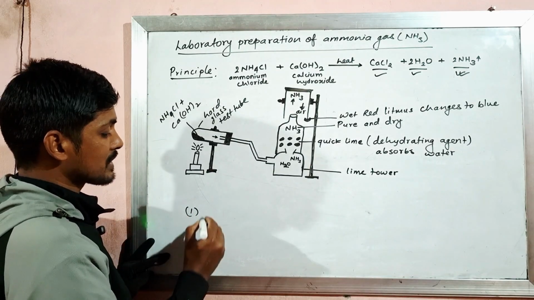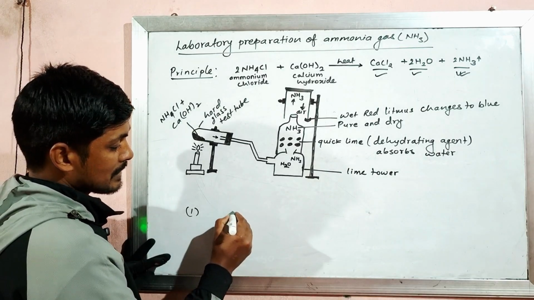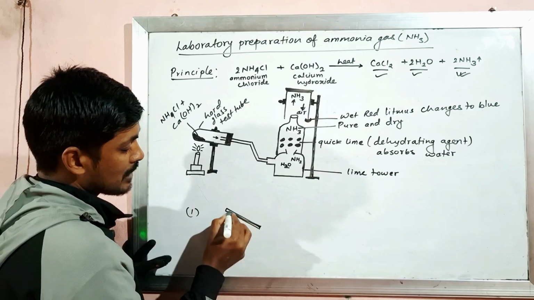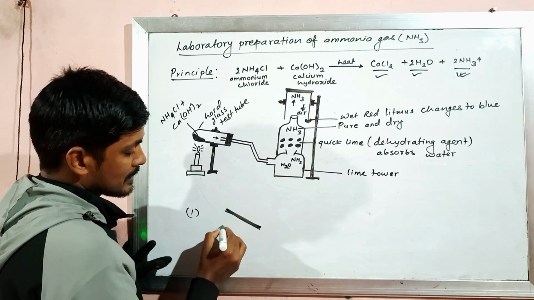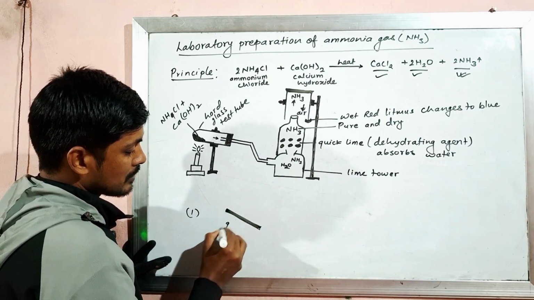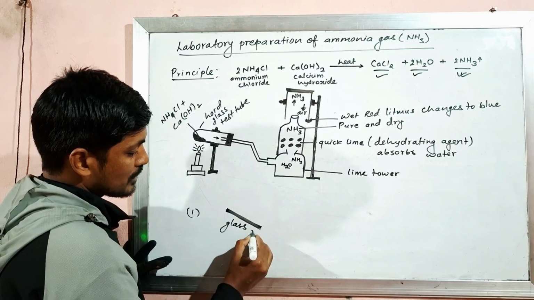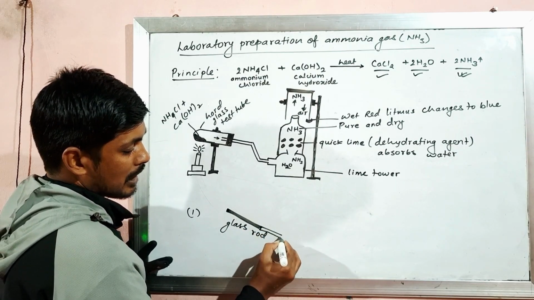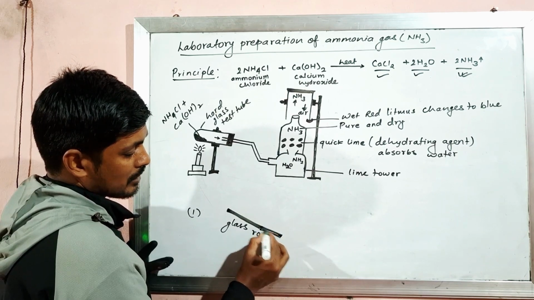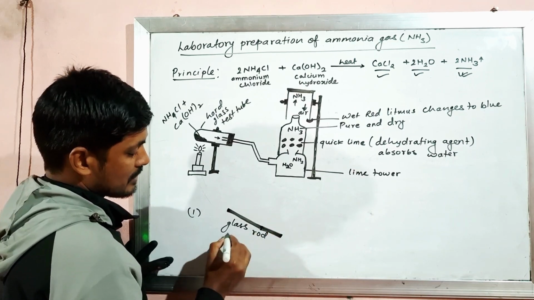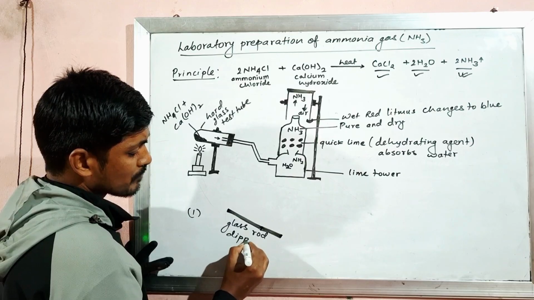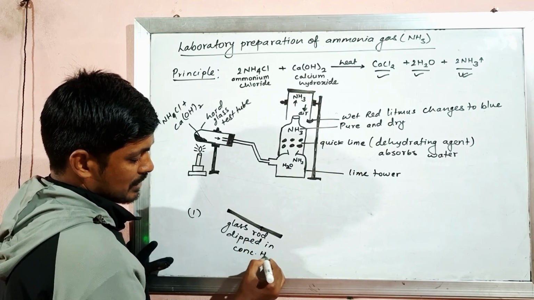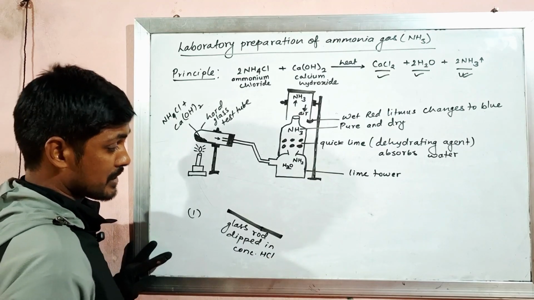Its confirmatory test is testing it by using a glass rod. This is a glass rod dipped in hydrochloric acid, concentrated hydrochloric acid, conc. HCl, that means concentrated hydrochloric acid.